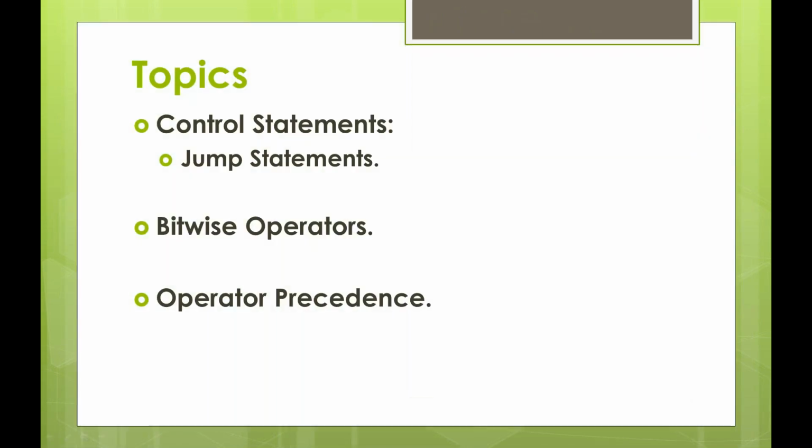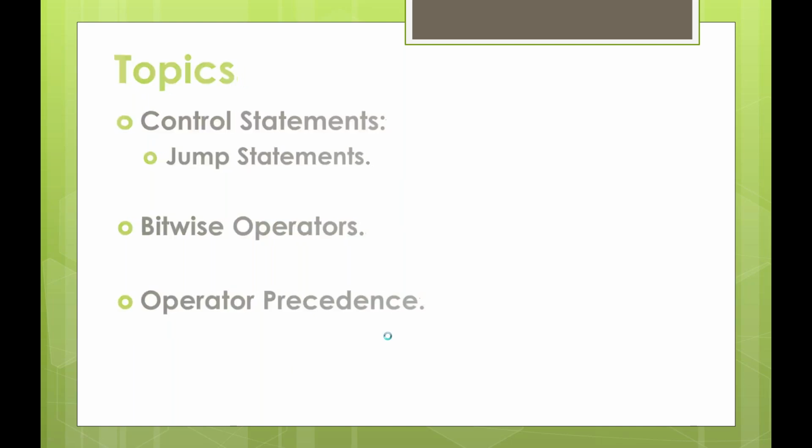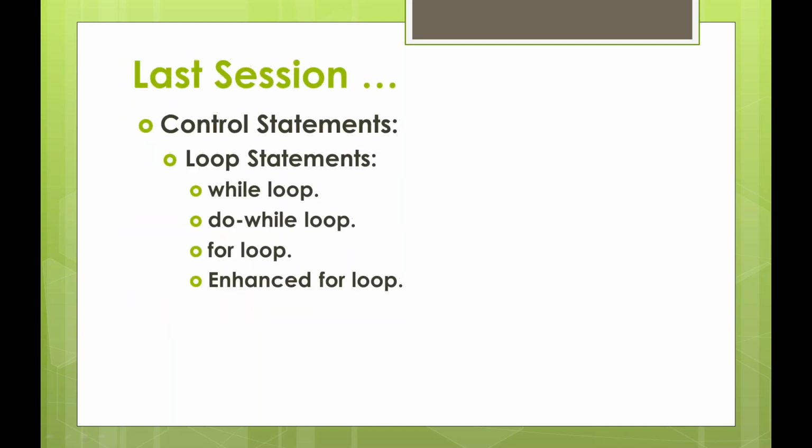So we will continue with our control statements. Today we will discuss jump statements. Java provides 3 jump statements. We'll see what those are, and then we move on to bitwise operators and operator precedence. These two topics, bitwise and operator precedence, I did not cover during operators. In the last session, we covered loop statements, wherein we discussed while loop, do while loop, for loop, and enhanced for loop. Can you all hear me? Am I audible?